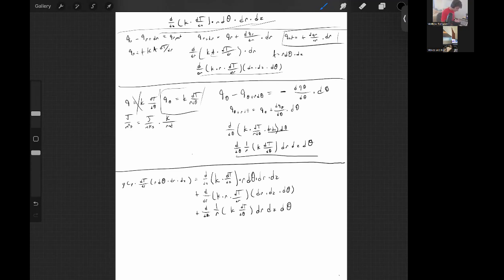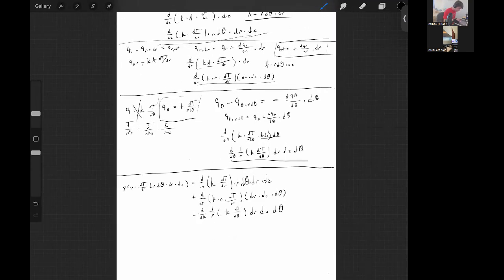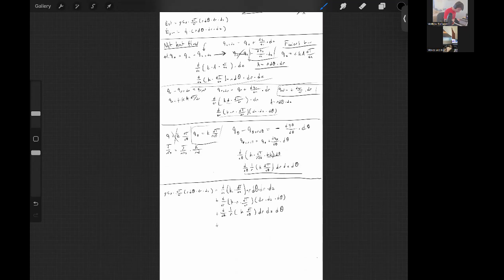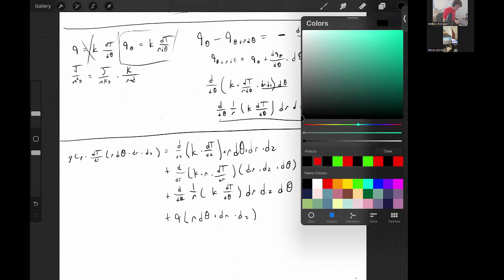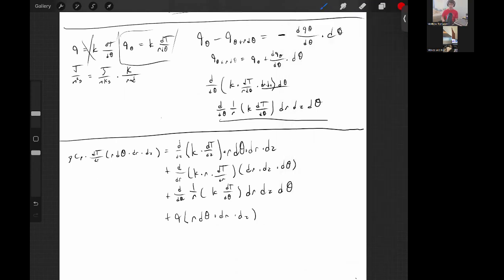And then we also have our generation term, which is plus q multiplied by r d theta multiplied by dr multiplied by dz, so our volume. So now that we have it all together, we can begin simplifying a lot of these expressions. The hard work is done. Now it's just plugging it all together.